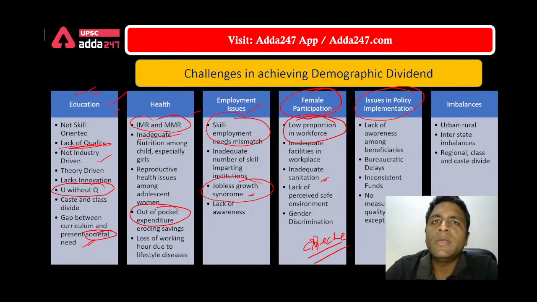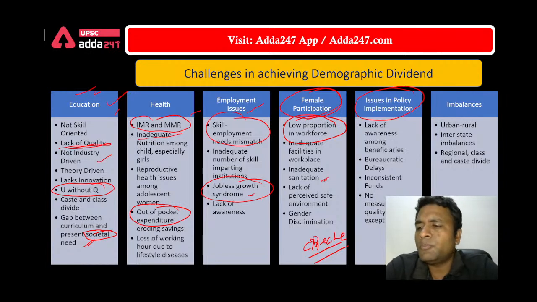Also there is some gender disparity, pay disparity, you can say, based on gender. So that should be avoided. The policy should ensure that there is equal pay for equal work, and these things have to be taken care of before we can actually take advantage of our population. Then there can be some issues in policy implementation.